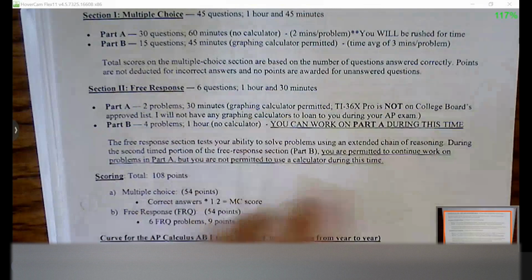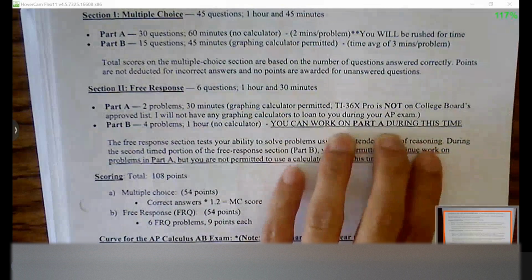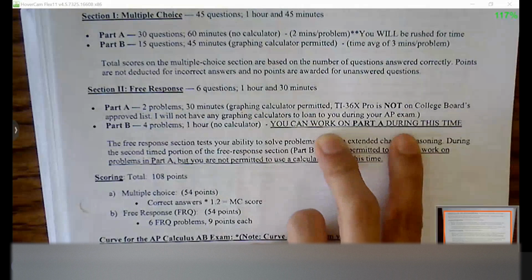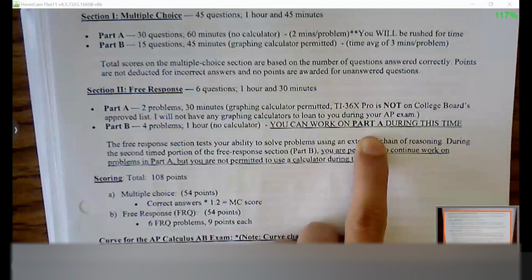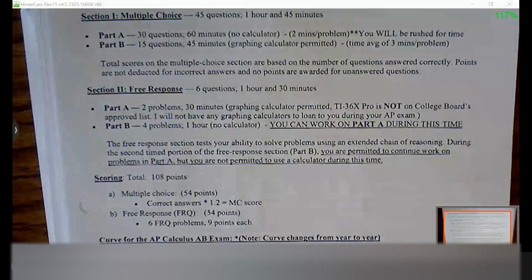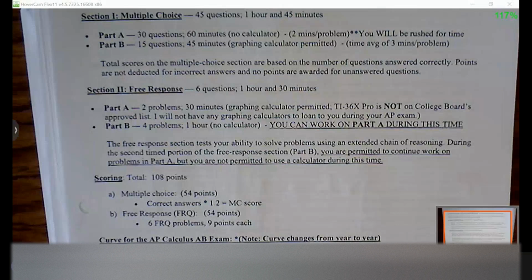This is something that a lot of students did not know, and I want to make sure that you guys know this. You can still work on numbers 1 and 2, even though you don't have your calculator anymore. A lot of students feel like, oh wait, I got done with 1 and 2, the calculator is removed from the desk, so I can only work on 3 through 6. It's all in the same booklet. You're allowed to work on 1 and 2, you just don't have your calculator.